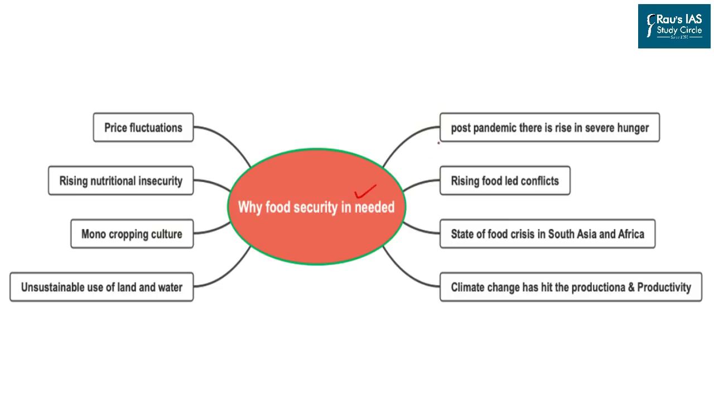The first and foremost reason is that post-pandemic, that is post-COVID-19 crisis, there is a rise in severe hunger. Severe hunger here means that a person is not even able to get a single meal per day. There is a rise in food-led conflicts because if food is not there, people will come out on the street and will create civil war kind of conflicts. There is also a rise in the food crisis as far as South Asia and Africa are concerned, and this is one of the reasons why human development indices are going to be extremely poor this year whenever they are published.